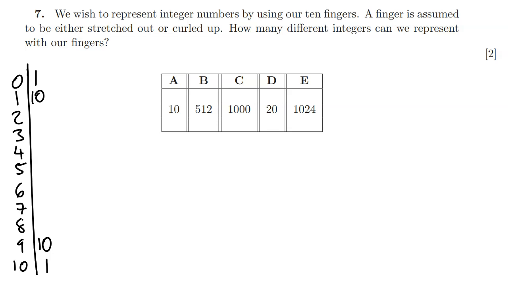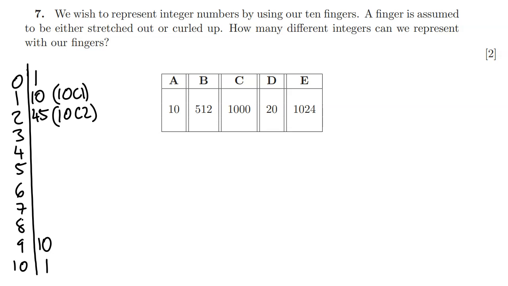Okay, so what's the pattern then here? Well, the pattern is quite simple. It's 10 choose 1. You've got 10 fingers, and you're choosing to use one of them. What about 2 fingers? Well, that would be 10 choose 2. What's 10 choose 2? That's 45.